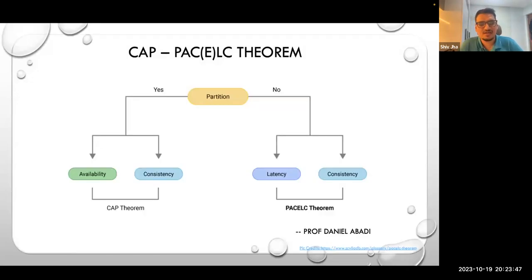CAP theorem, like I said, is limiting. It will not take you to the decision. The other aspect that you can think of is this other corollary that Professor Daniel Abadi came up with. It says that if you have a partition, then you choose between availability and consistency. If you don't have a partition, at that time also, you actually have to make a trade-off between latency and consistency. If you're looking for stronger levels of consistency, then your latency will be high.